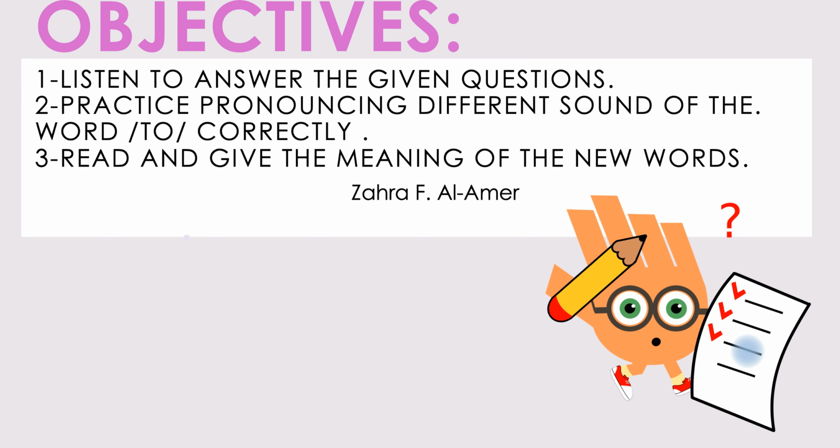So before we start with the lesson, let's take a look at the objectives. Number 1, listen to answer the given questions. Number 2, practice pronouncing different sounds of the word "to" correctly. And number 3, read and give the meaning of the new words.